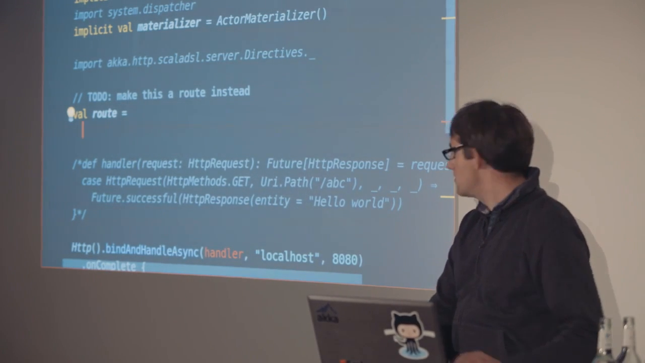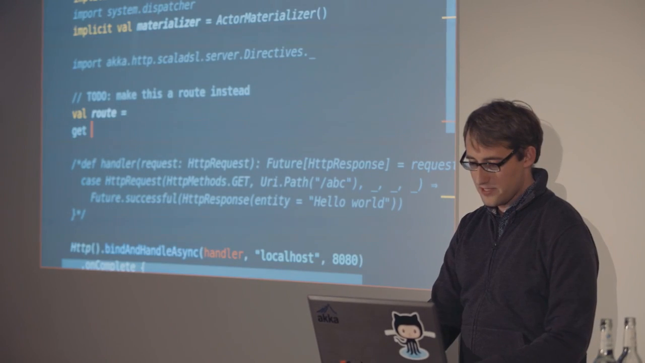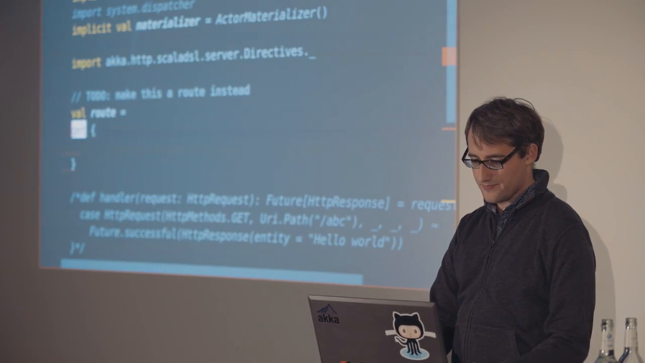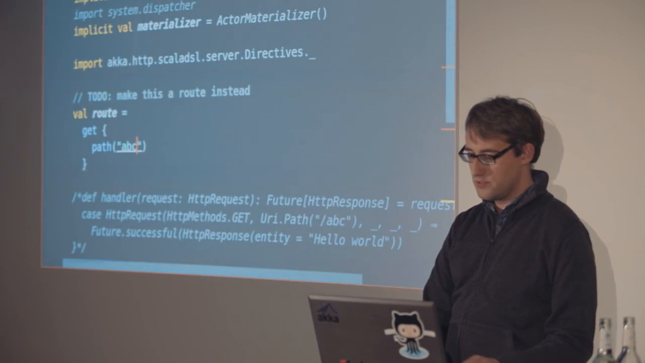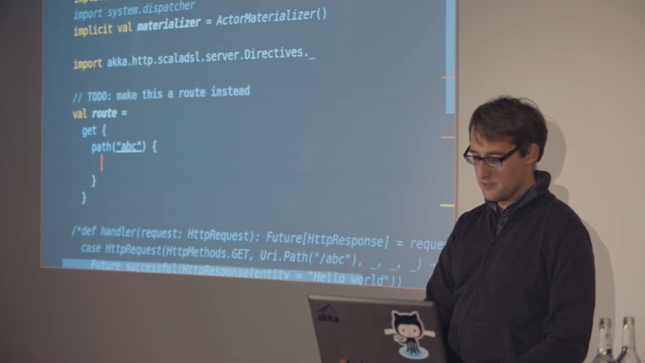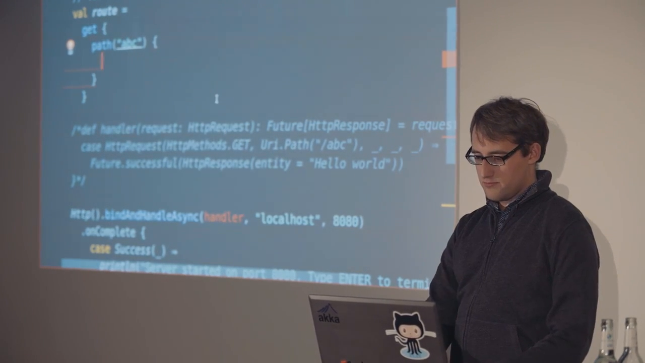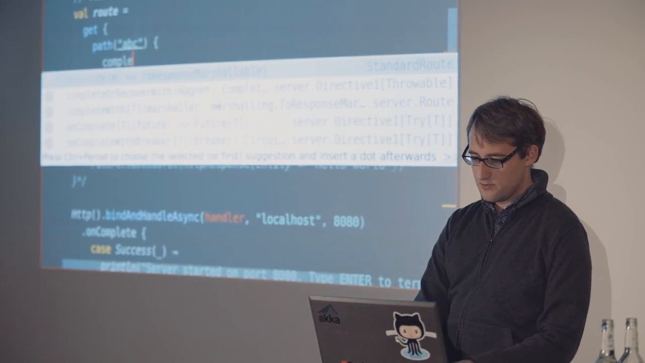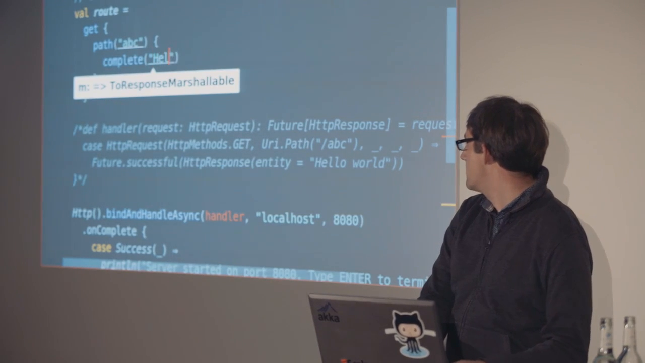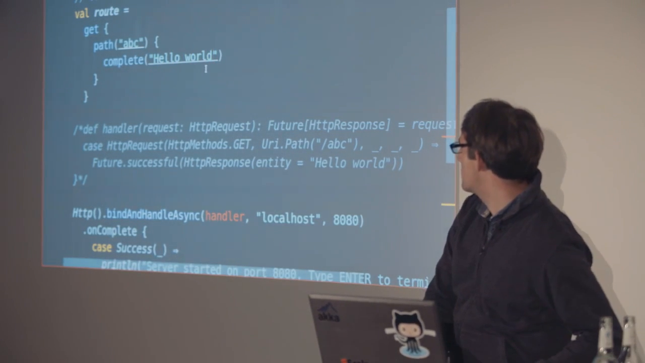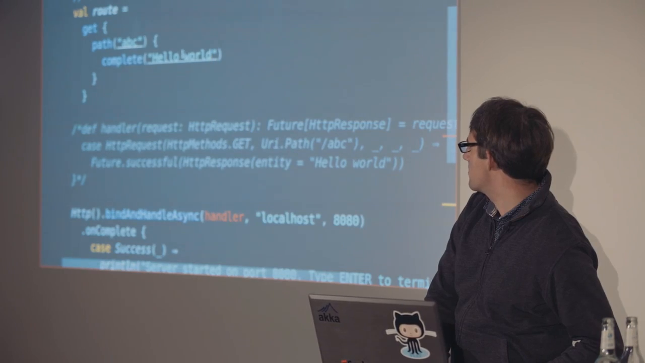And now to write the equivalent code for this, okay, let's filter on the requests, only take GET requests. Then filter on the path. We're only interested in the path ABC. Okay, and if we match this request, return a result, which is called complete in Akka HTTP, and then say hello world. And again, you can see it's underlined, which means there's some implicit conversion going on here to actually make that work.